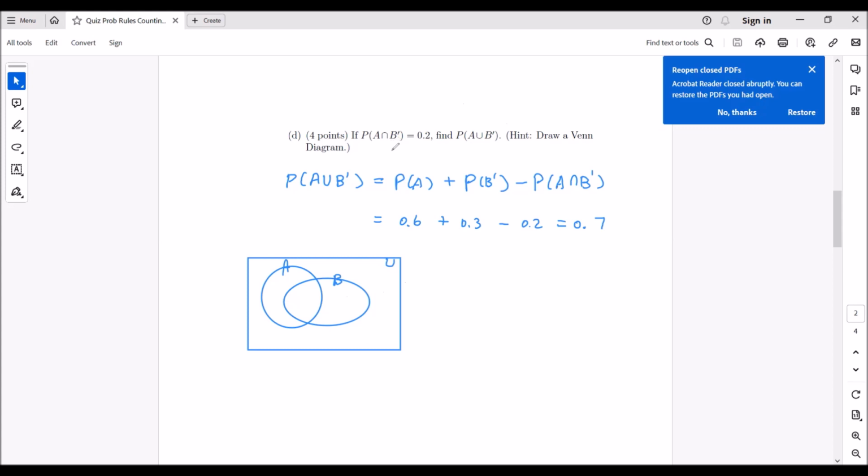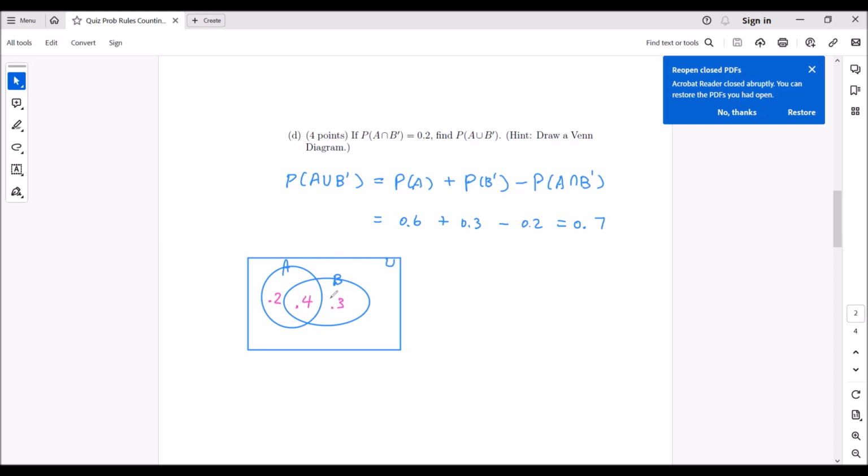So you try to understand what that means in the Venn diagram. You have the probability of A, but intersect with B complement, so this part should be gone. What it really means is this piece: the probability of A intersect B complement. We know this piece is 0.2, so let's put 0.2 here. We know the probability of A is 0.6, so this is 0.4. And the probability of B is 0.7, so this is 0.3.